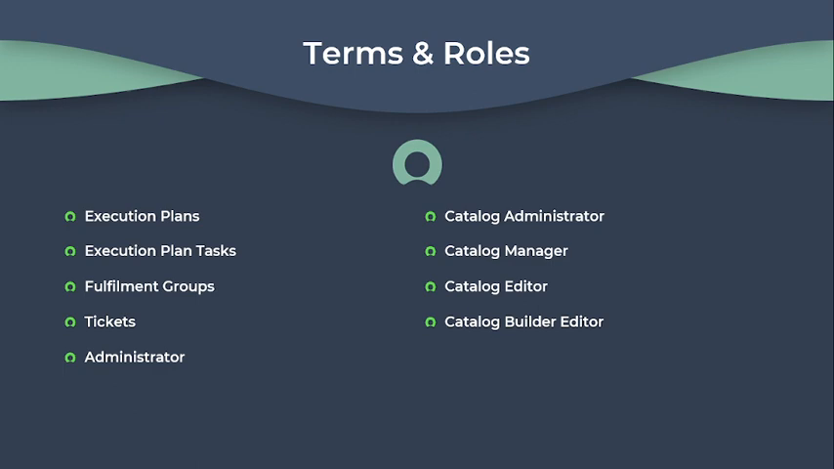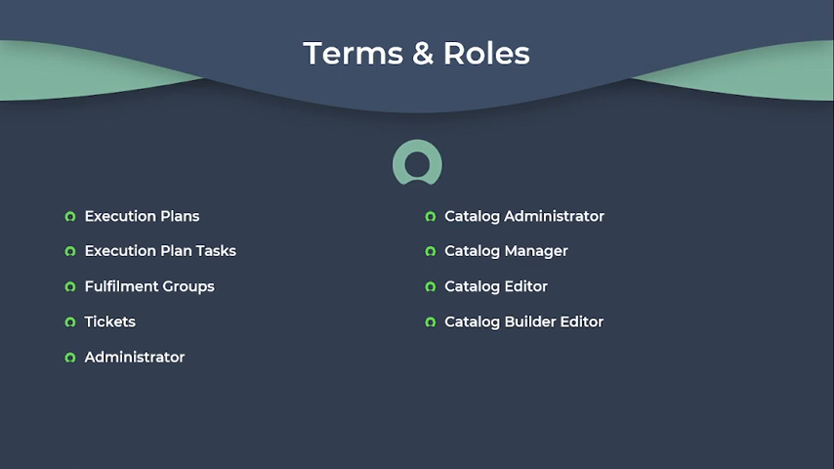Then catalog managers. Catalog managers can edit and update a service catalog as well as the categories and catalog items within the catalog. The manager can assign editors and also a different manager for the service catalog. You can perform these actions only on catalogs for which you are assigned as the manager.